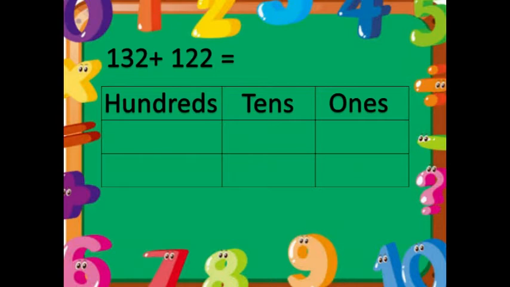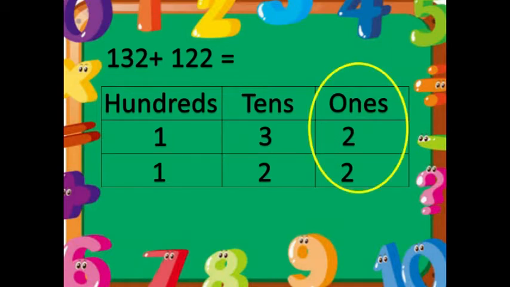So let's put 132 in its correct place value. So 2 is in the ones, 3 in the tens, and 1 in the hundreds. Next is the 122. 2 is in the ones, 2 is in the tens, and 1 is in hundreds. So they are aligned with each other now, so we can start to add. So again, we should always start to add at ones. So 2 plus 2 is equal to 4.